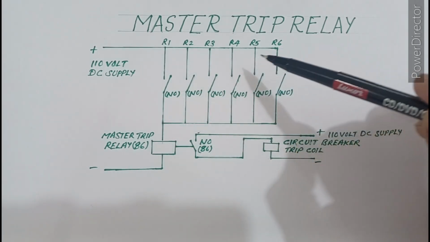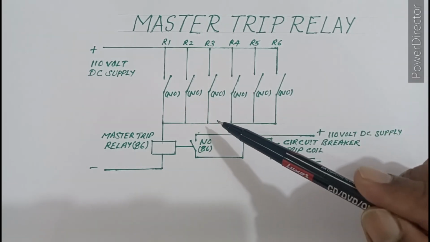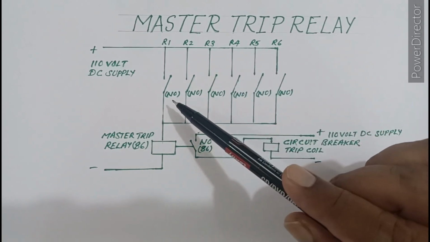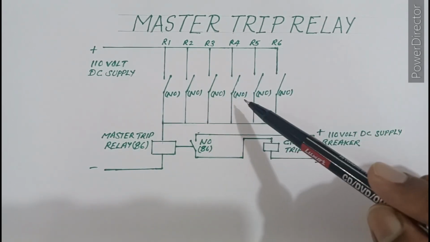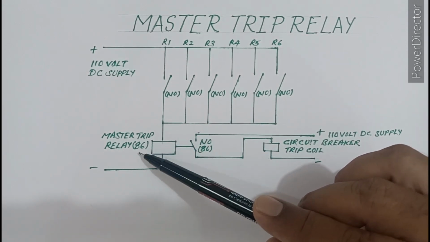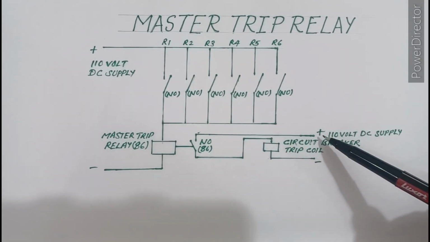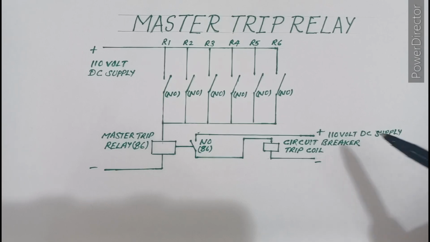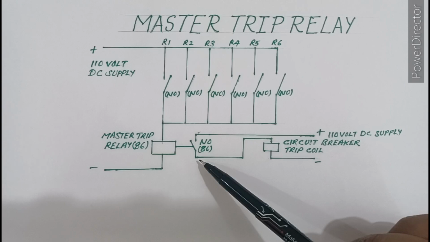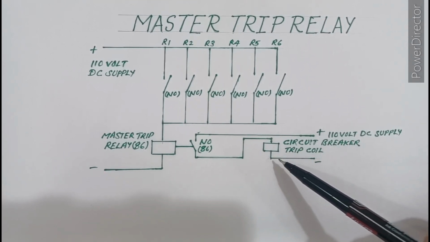These relays we have installed here, R1 to R6. They may be anything like overcurrent, earth fault, over voltage, under voltage, over frequency, under frequency, etc. We have connected all the normally open contacts in parallel and given them to the master trip relay coil. And this is the circuit breaker trip coil, and this is the positive and negative 110 volt DC supply. Positive we have given through the normally open contact of the master trip relay to the circuit breaker trip coil, and negative we have given directly to the trip coil.